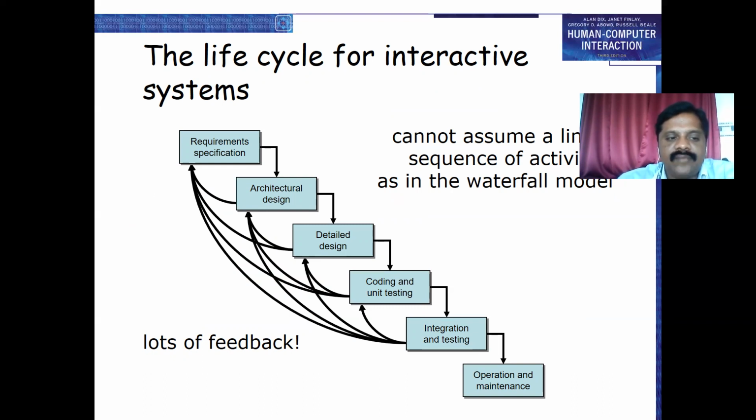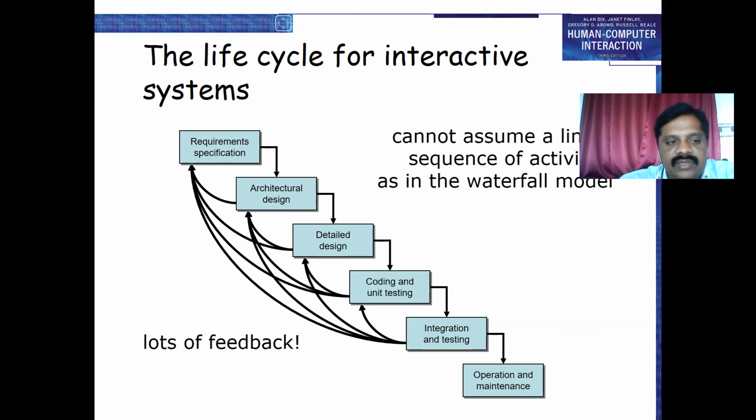The life cycle for interactive system. Actually, the stages in the following diagram are repeated until the solution is reached. See, the first one is requirement specification, architecture design, detailed design, coding and unit testing, integration and testing, operation and maintenance. So these are all the phases here, and each and every phase can interact with each and every phase. So this is the interactive system.